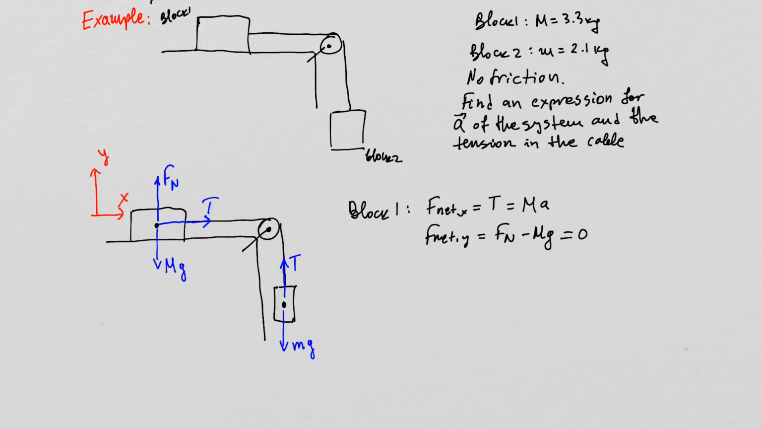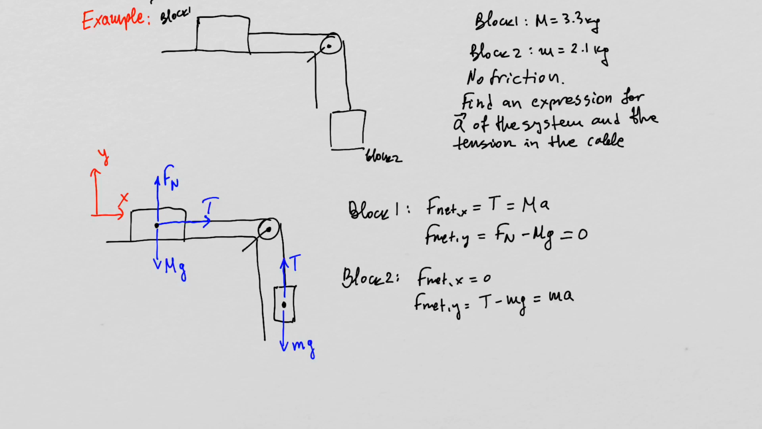Now let's write Newton's second law for block number 2. So for block number 2, we only have vertical motion. Therefore, the net force in x direction is equal to 0. And so the net force in y direction is simply given by T minus mg. And this will be equal to the mass of the block times the acceleration of motion.